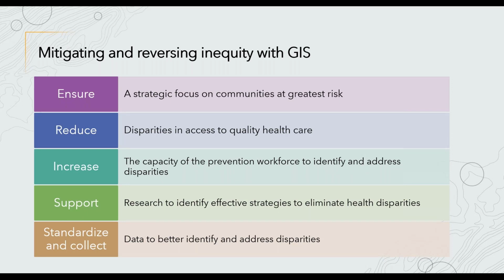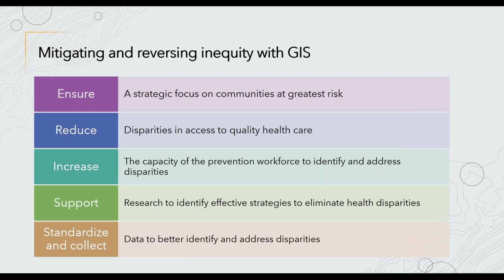You begin by ensuring a strategic focus on communities at greater risk. This means identifying and mapping high-need areas that experience health disparities and aligning existing resources to meet these needs. For example, you can use pre-existing tools like the Social Vulnerability Index developed by the CDC or something more specific to get at your local concerns.